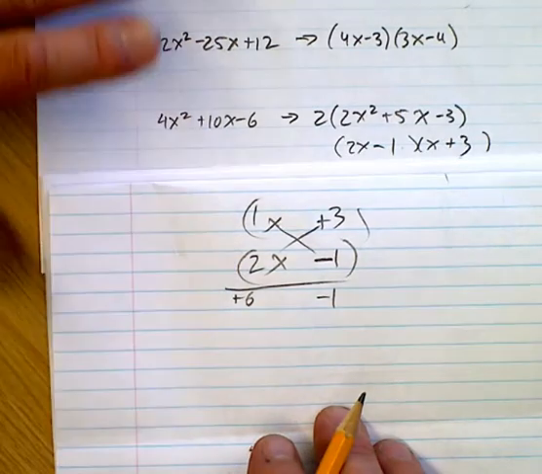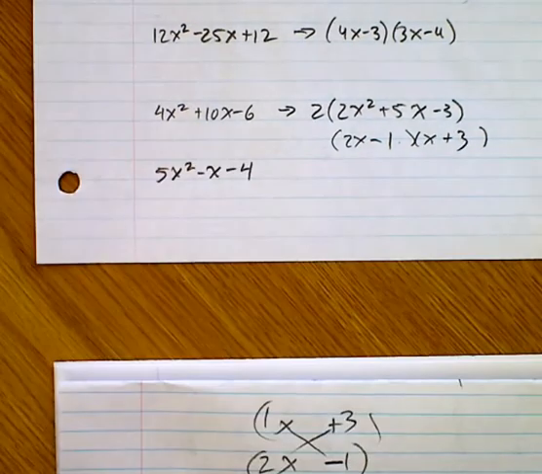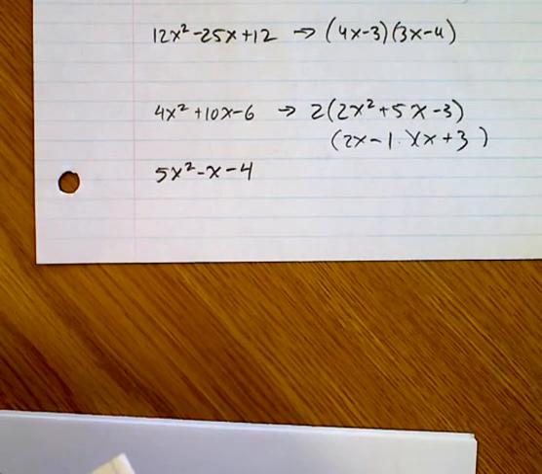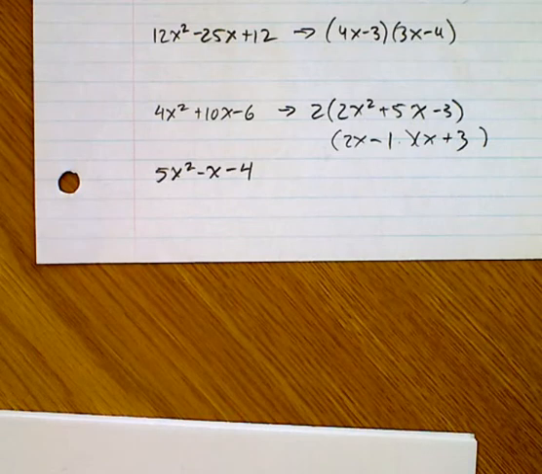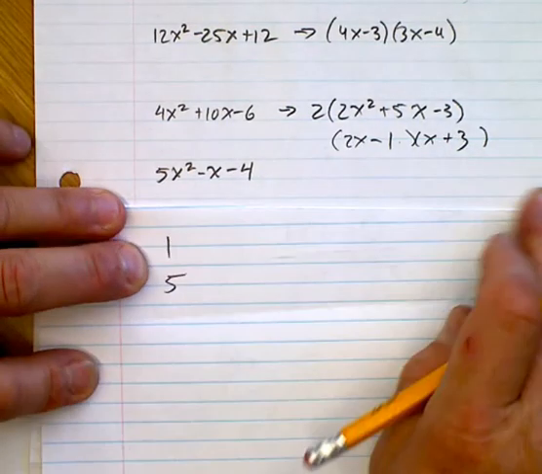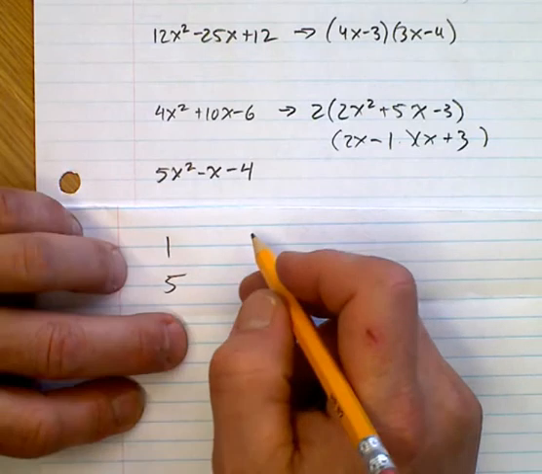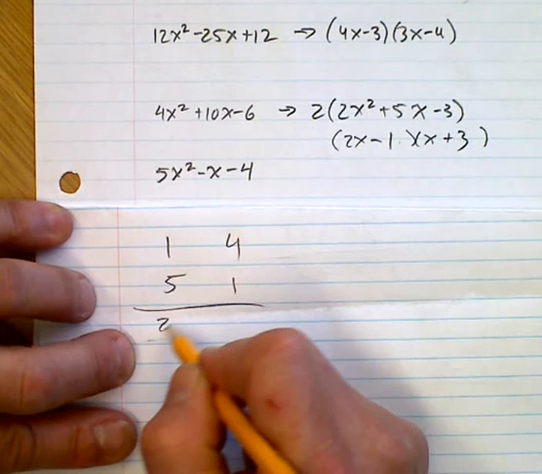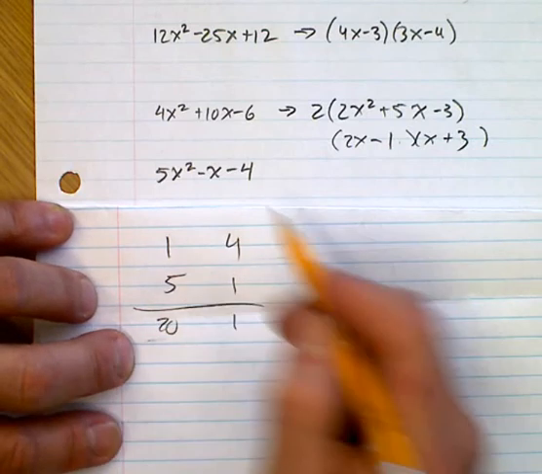I think there's one last one. One last one. Let's see how you guys fare with this. I'll get ready, give it a shot. 1 and 5 are my only choices. Let's go 4 and 1. That gives me 20. That gives me 1. I can't get a 1 here.